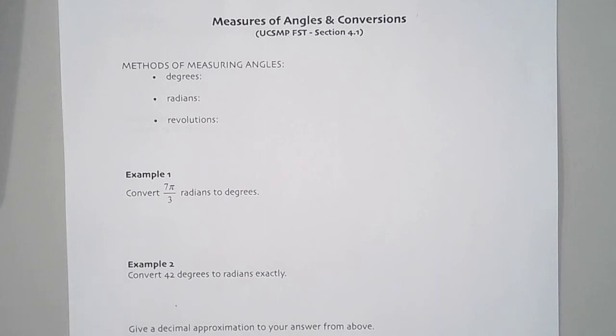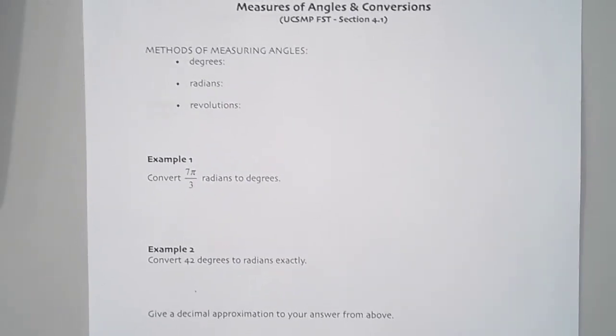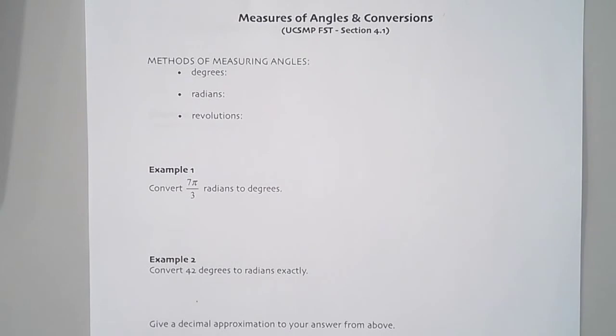Hi everyone, this is lesson 4.1 in Algebra 2A, and yes, I am teaching 4.1 after 4.2, but that's okay. This lesson is focusing on different ways that we can measure angles on circles and measure our way around a circle, which, as you probably know, is a pretty big deal in trigonometry.